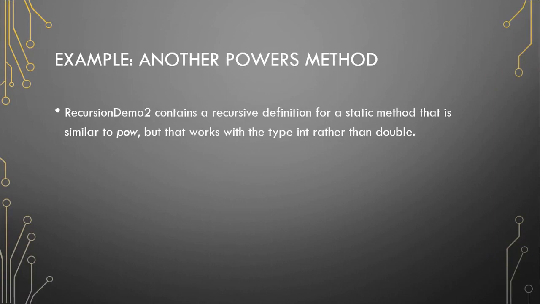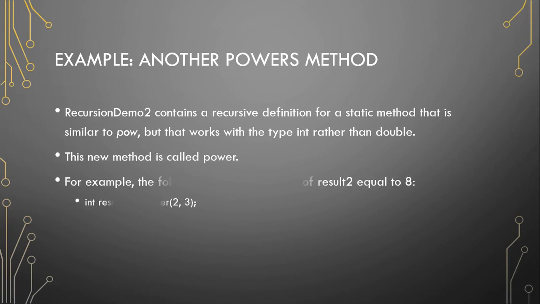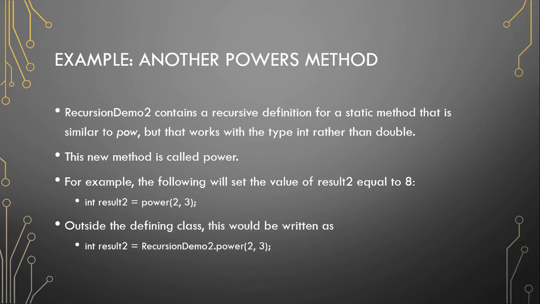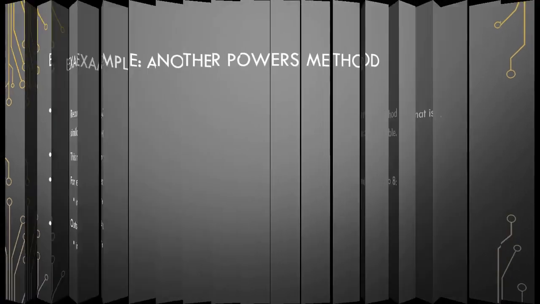Now, RecursionDemo2 also contains a recursive definition for a static method that is very similar to that of pow, but that works with the type int rather than the type double. This new method is called power. So for example, the following would set the value of result2 equal to 8: int result2 = power(2, 3). Outside the defining class, this would be written as int result2 = RecursionDemo2.power(2, 3).